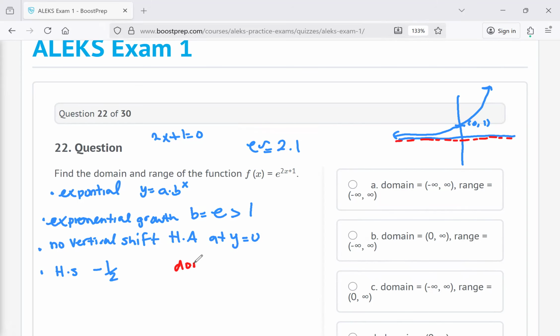So the domain of an exponential function, it doesn't matter if it's growth or decay, it's always going to be all real numbers. And then the range is the y value. So what's my smallest y value? Well, it doesn't cross the red dash line, so my smallest y value is going to be 0. And what is my largest y value? Because this goes up, it's going to be infinity. So my domain is all real numbers, and my range is from 0 to infinity.